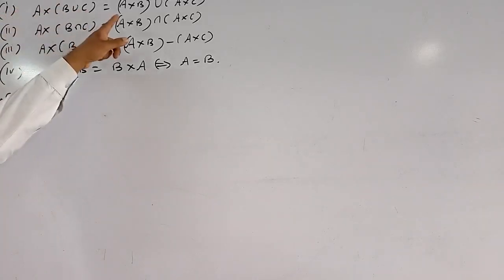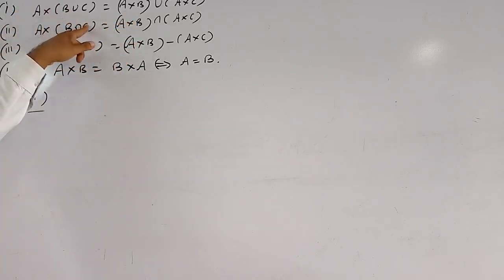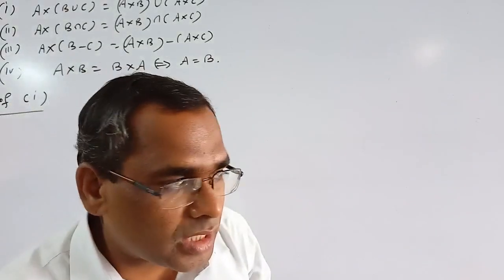First we prove number 1. Proof of 1. So A cross (B union C) is equal to (A cross B) union (A cross C). A cross (B union C), this is clearly a Cartesian product, and you know each element of the Cartesian product is an ordered pair.